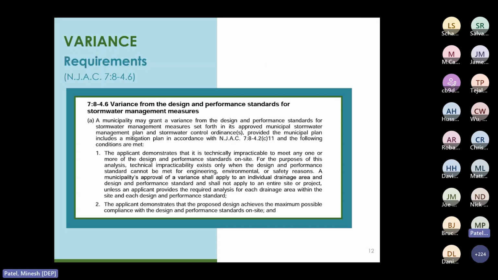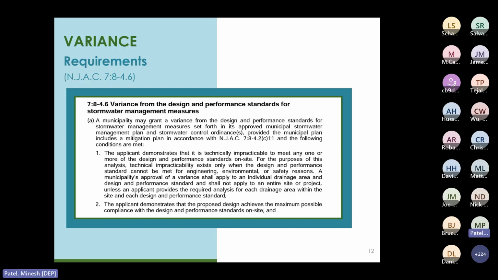So there are strict standards to be met in order to grant a variance. More specifically, the municipality has to have a mitigation plan in place that identifies what measures are necessary, potential mitigation projects, and/or criteria to evaluate mitigation projects that can be used to offset the deficit that's created by granting a variance. Additionally, the conditions that are shown here, apart from the rules, must be met.